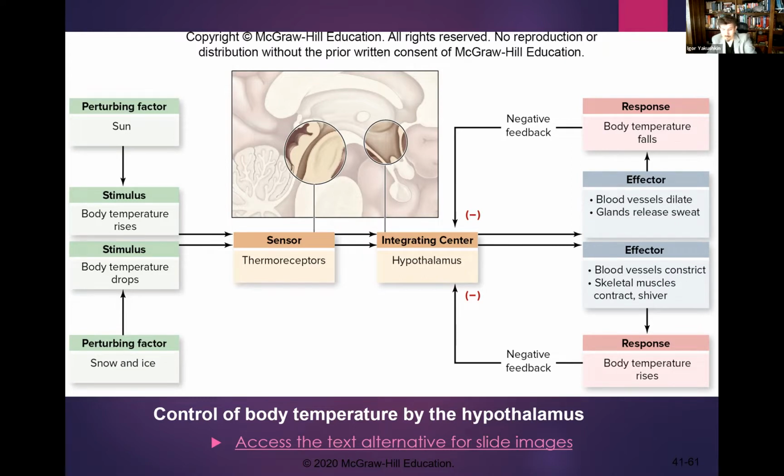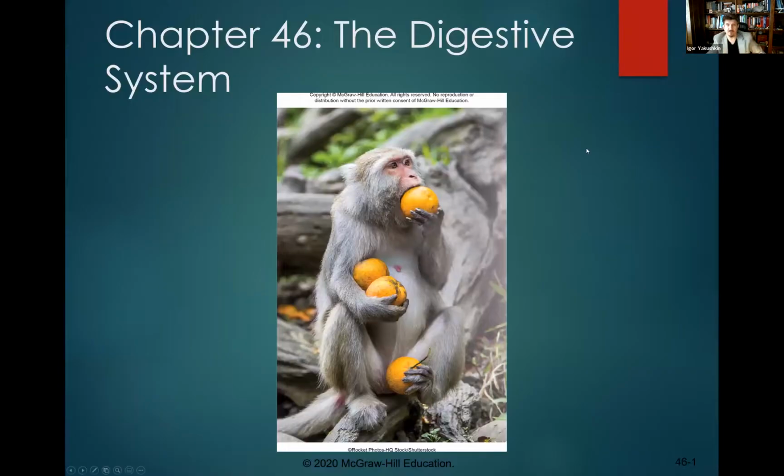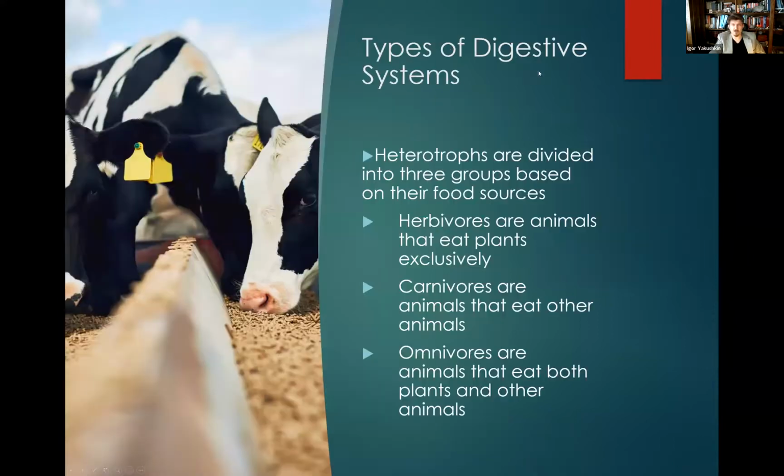Let me pull out the next one. Here we go. So digestive system. We already discussed the digestive system a little bit when we were talking about the animals. So types of the digestive system. We're talking about herbivores versus carnivores, and then of course the omnivores. Make sure you understand that.